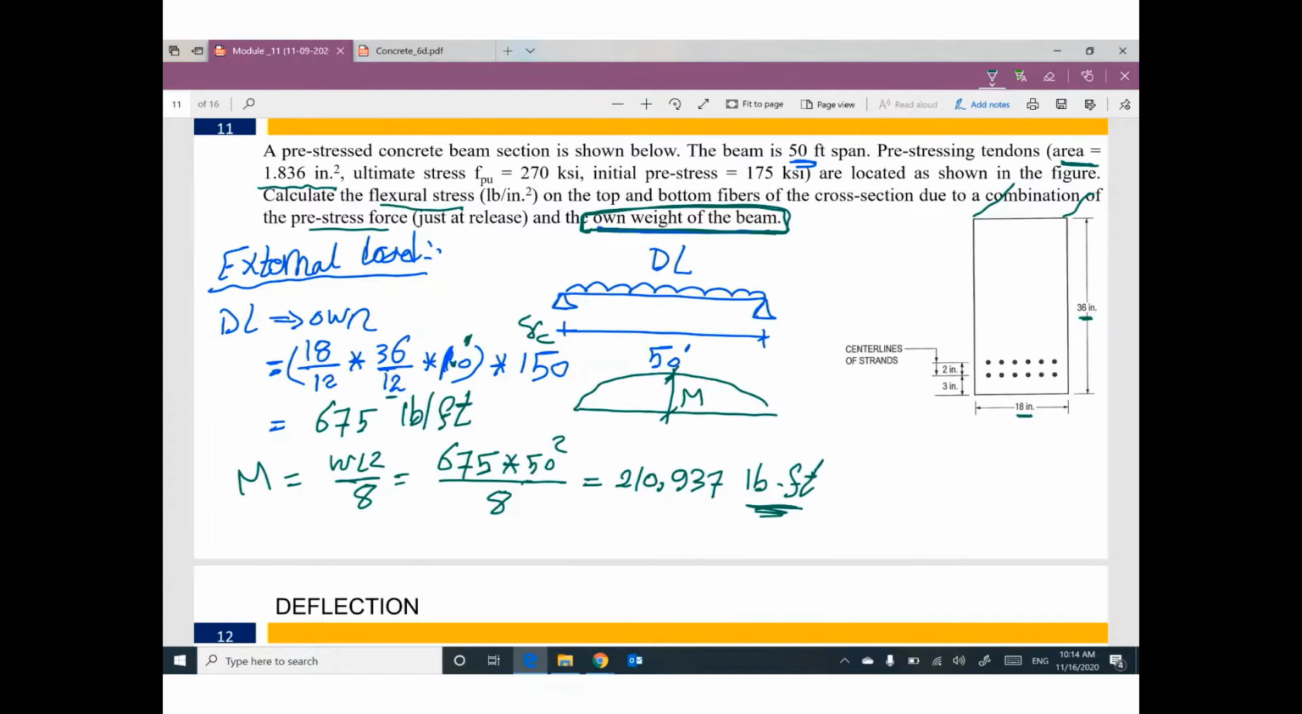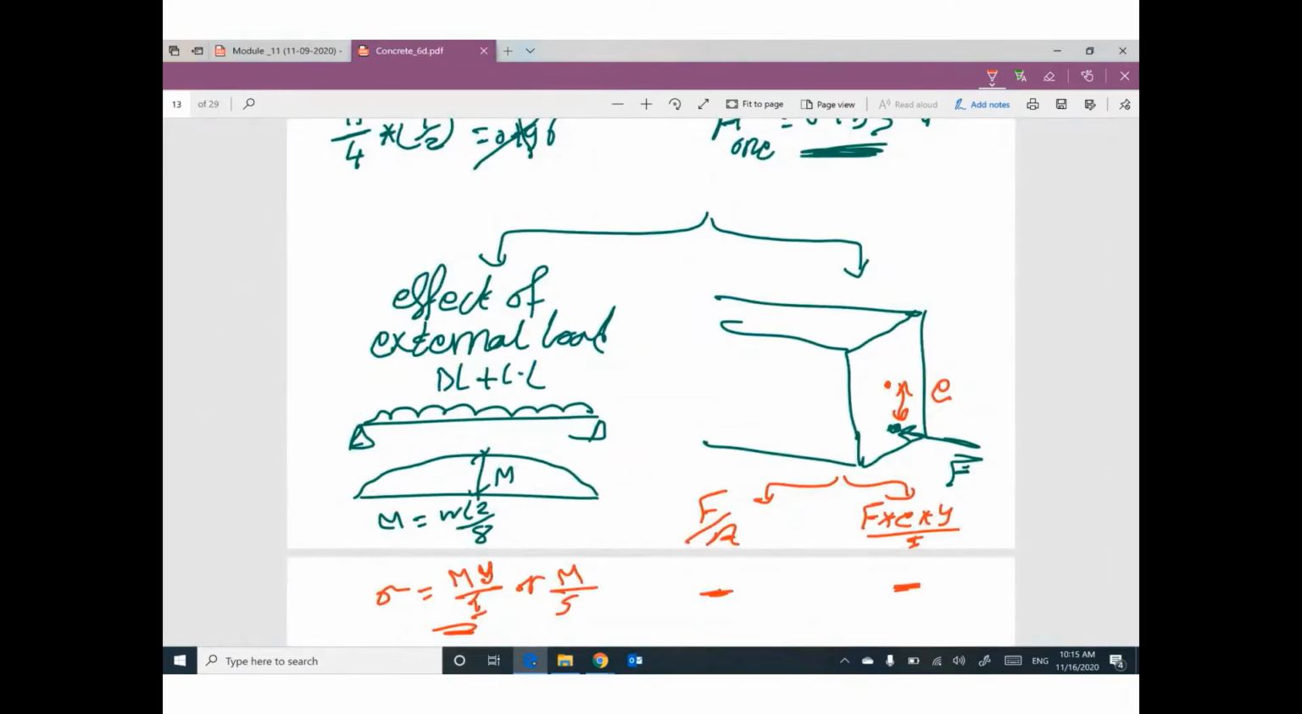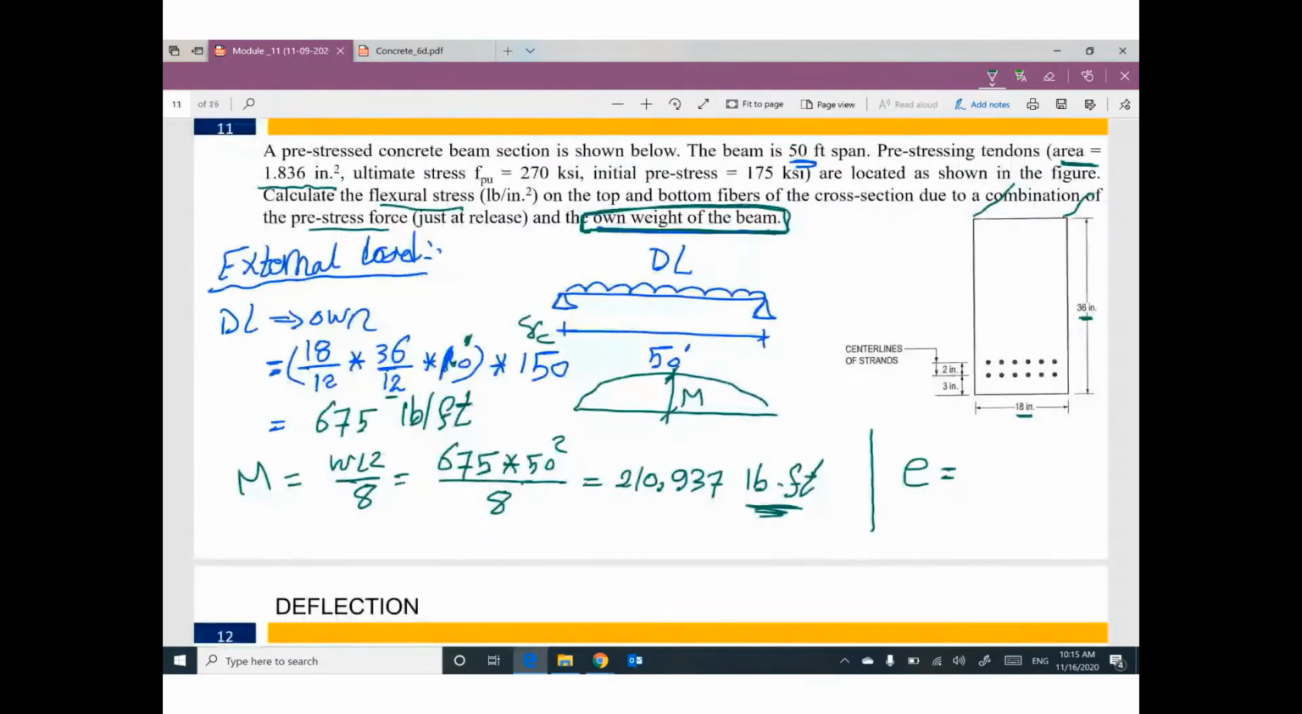Okay. Second part, we need to talk a little bit about the pre-stressing force. But before starting, I need to ask a question. Anybody can tell me what is the eccentricity for these tendons? Just to remind you, the cross section has a centroid and the tendons have a centroid. The distance between the centroid of the cross section and the centroid of the tendons is called eccentricity, E. Can you tell me what is the value of E? I need someone to answer my question. What is the eccentricity E?